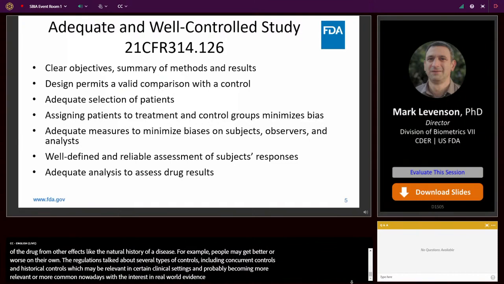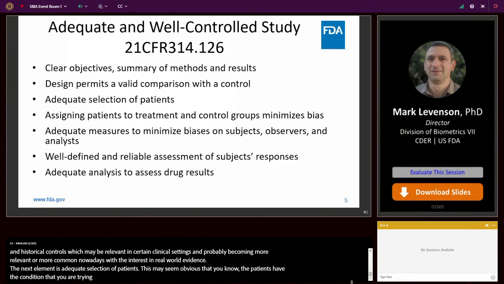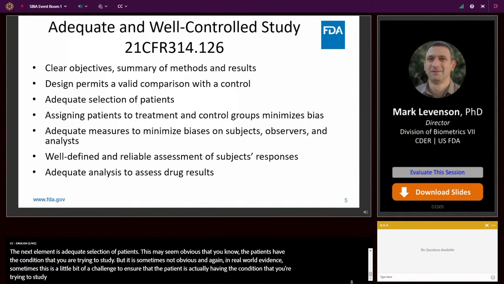The next element is adequate selection of patients. This may seem obvious, that the patients have the condition that you're trying to study, but it's sometimes not obvious. And again, in real-world evidence, sometimes this could be a little challenging, to ensure that the patients actually have the condition you're trying to study. The next element is assigning patients to treatment and control groups to minimize bias.